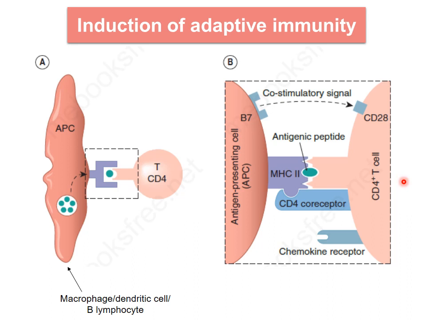So I repeat, the APC first phagocytizes the antigen and enzymatically digests it to generate small peptides, which are loaded on the MHC complex, and this MHC peptide complex is presented to the T cell receptor of the T cell. So this is the first important signal, binding of MHC peptide complex with the T cell receptor, and the second important signal is binding of B7-1 or B7-2 with their respective ligand on the T cell, that is CD28.